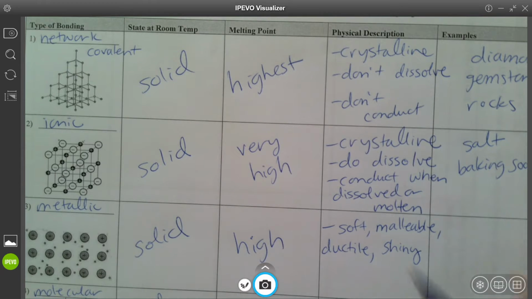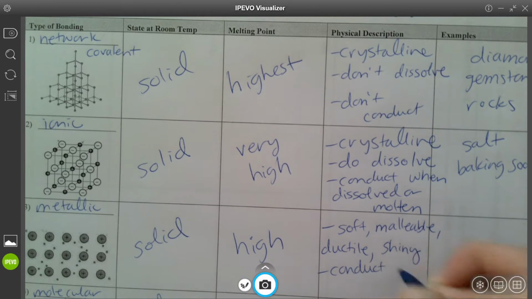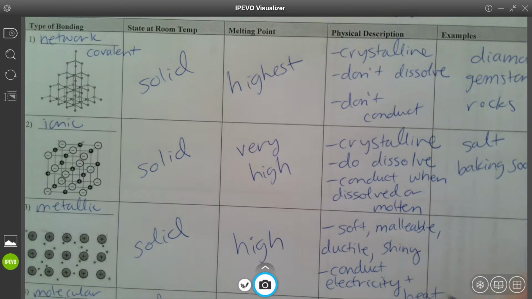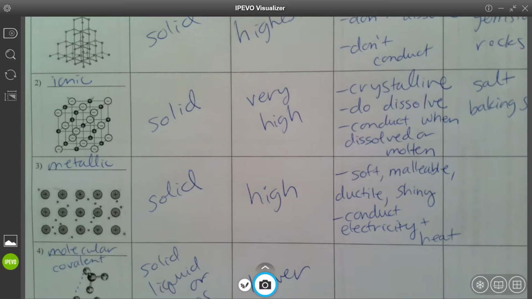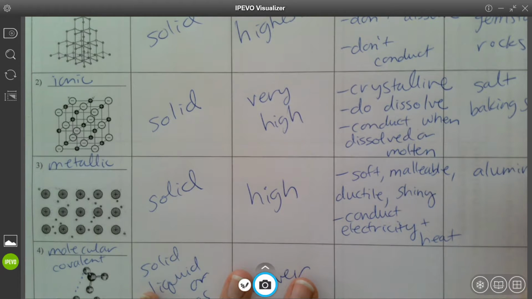What else? They also conduct electricity and heat. And again, that's because of the delocalized electrons. So even in solid form, the electrons are mobile. Okay, even in solid form, the electrons are mobile. And having moving charges is how electricity flows. You need those charged particles that can move. And that's how the electricity flows through metal. So examples of metal, aluminum, you're all familiar with. Lithium, you've probably never seen lithium metal because it's super dangerous. But you can cut that with a butter knife.